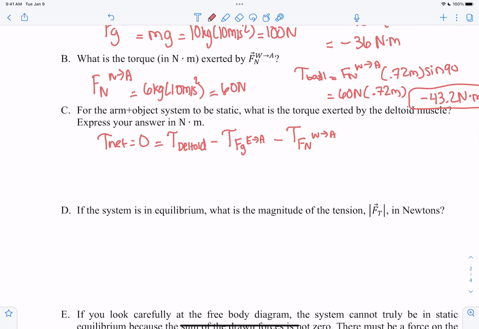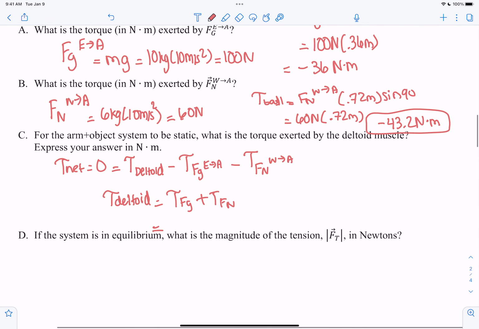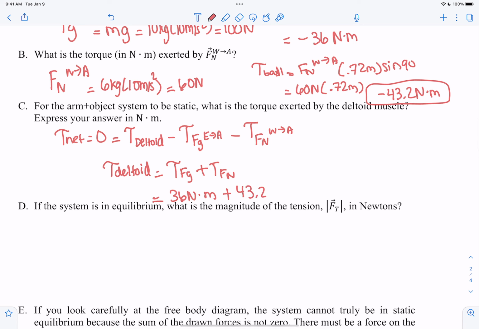So in this case, T deltoid will just be equal to the addition of both of these forces together. So TFG plus TFN, basically, right? And so this should just be, what is it, 36, I think was the other one. Yeah, 36 Newton meters plus 43.2 Newton meters. That should give you an overall torque for the deltoid of 79.2.